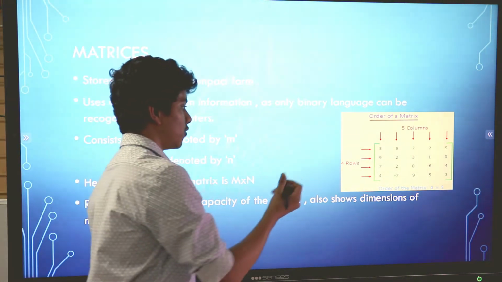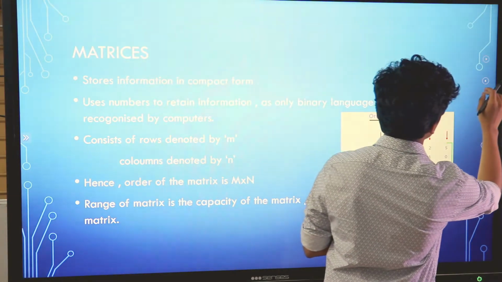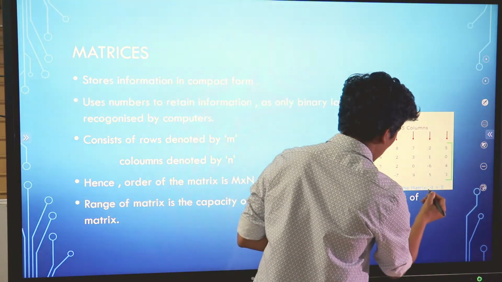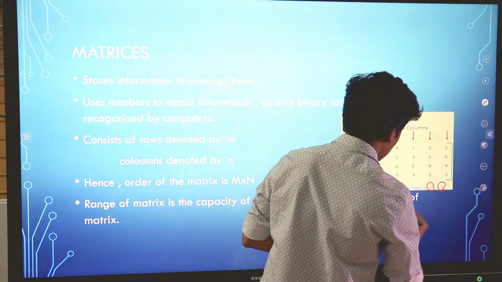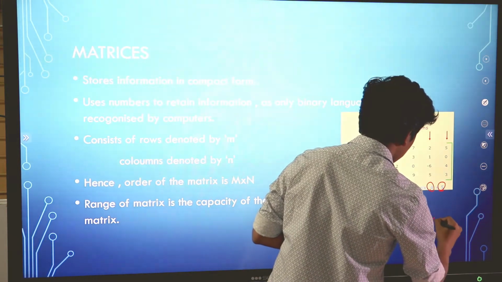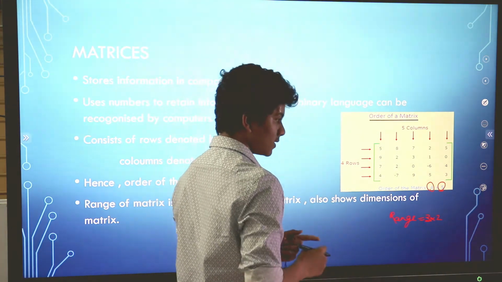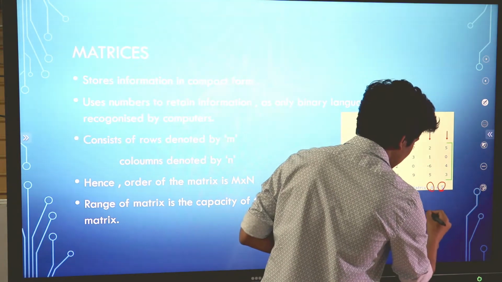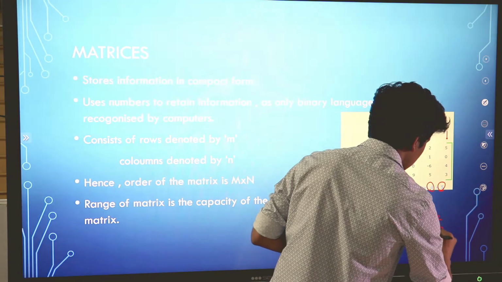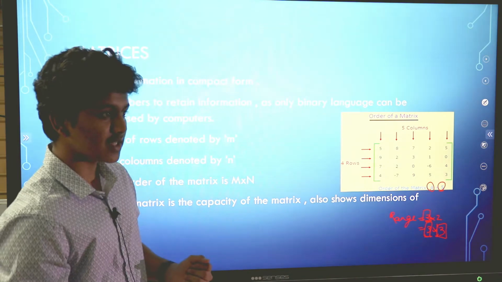So if you see here, the order of the matrix right here is 4 into 5. But if the range is 2 into 2, 2 is usually a 2D figure. That is how the dimension is shown. If it is 3 into 3, it will show the volume because it consists of the third dimension. So this is how the range can also show the dimension and the capacity.